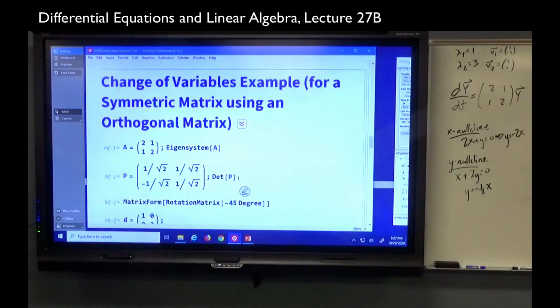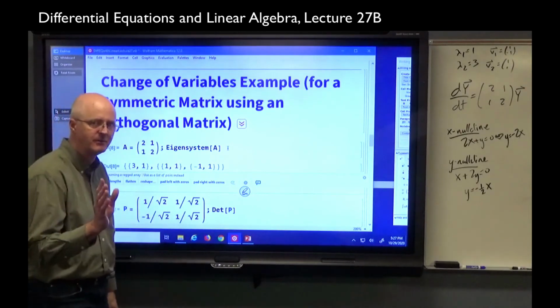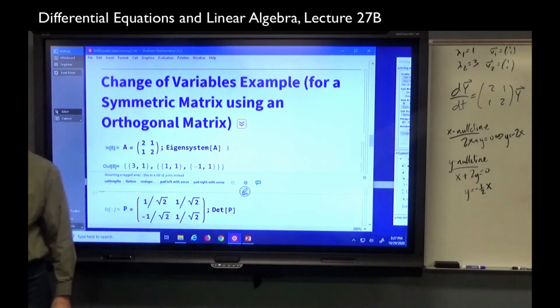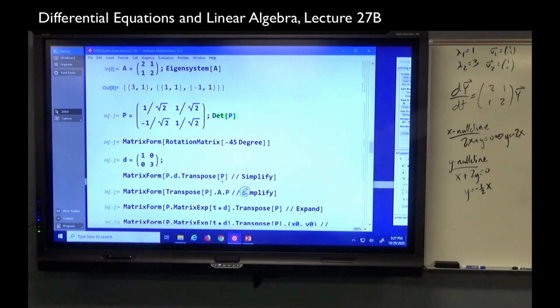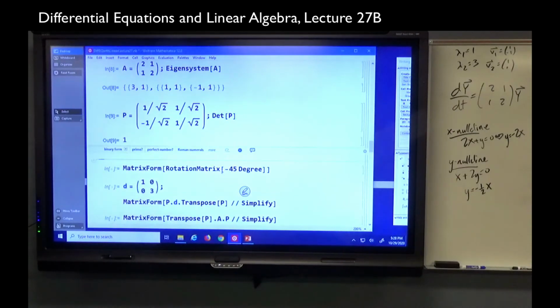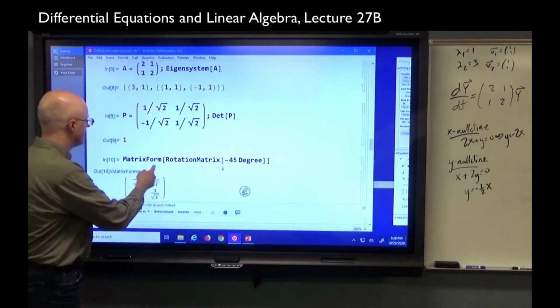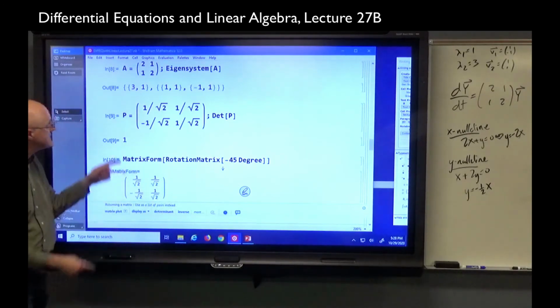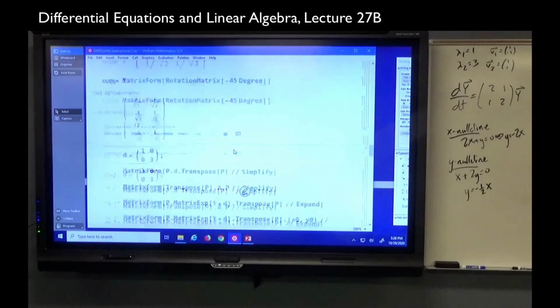For here, lecture 27B. Here's the eigensystem. And by the way, in a minute or two, I'm going to show you something very important that I hope you'll stick with me for, in terms of visualizing the change of variables. Here's P, its determinant is 1. It does match a negative 45-degree rotation matrix. These two things match. It is geometrically a rotation clockwise by 45 degrees around the origin.